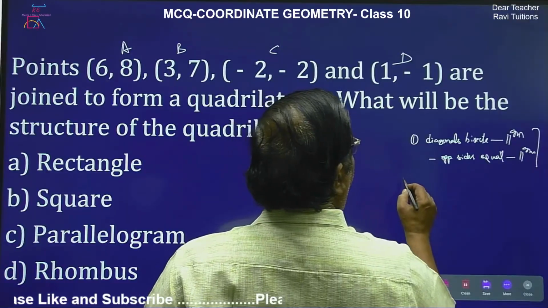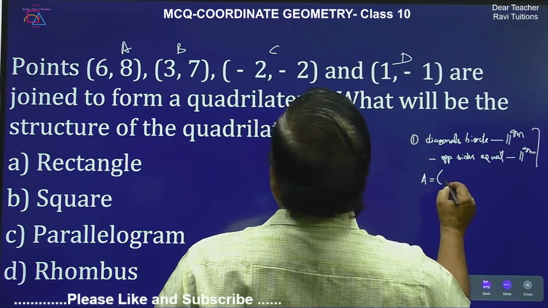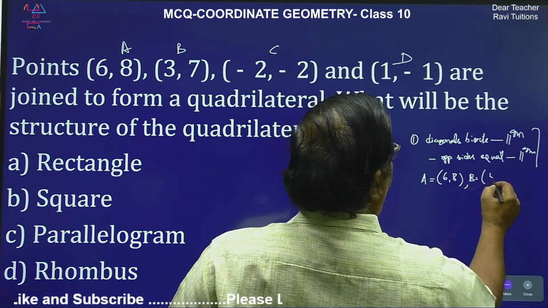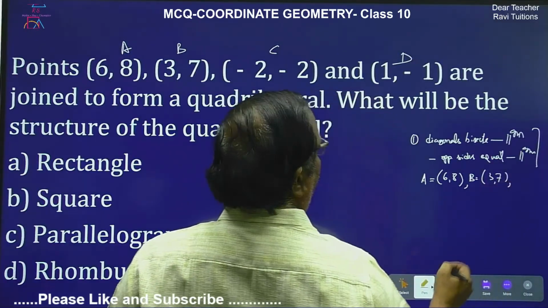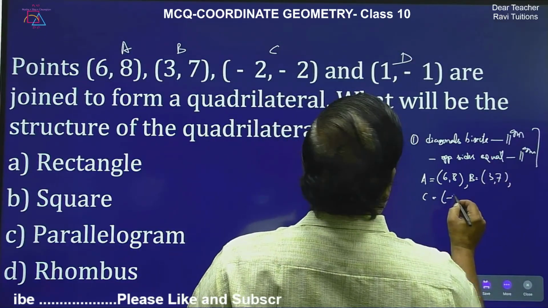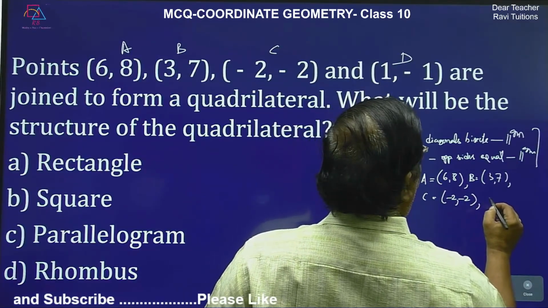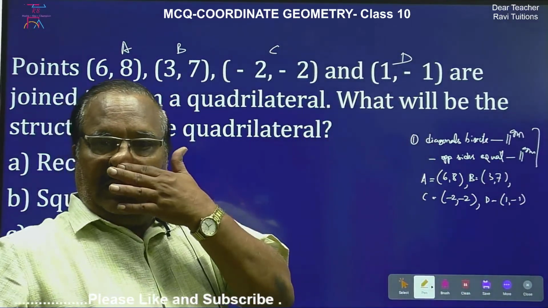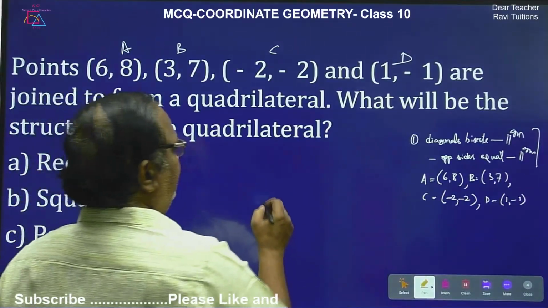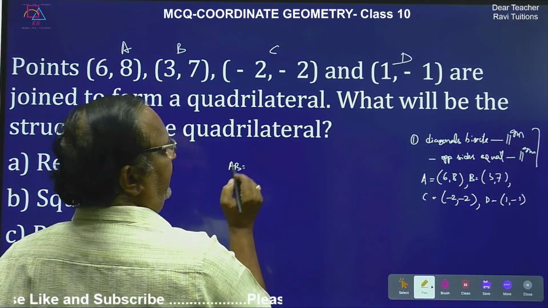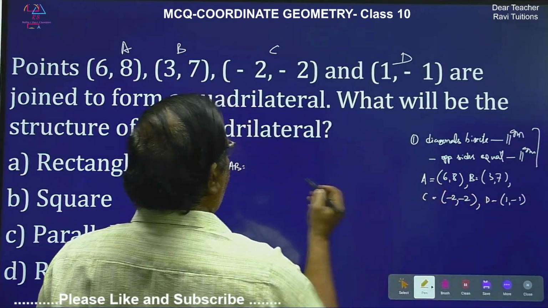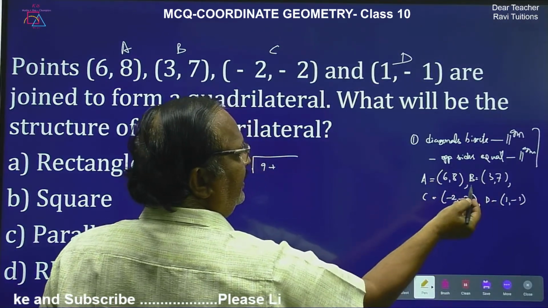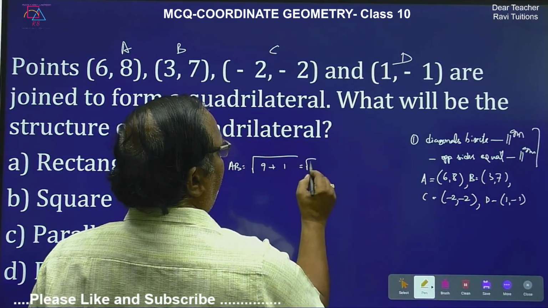So A is equal to 6, 8 and B is equal to 3, 7 and C is equal to minus 2 and D is equal to 1, minus 1. Okay. So now you can find out AB. AB is how much distance? 3 minus 6, minus 3, minus 3 whole square, 9. 7 minus 8, minus 1, minus 1 whole square is 1. Root 10.